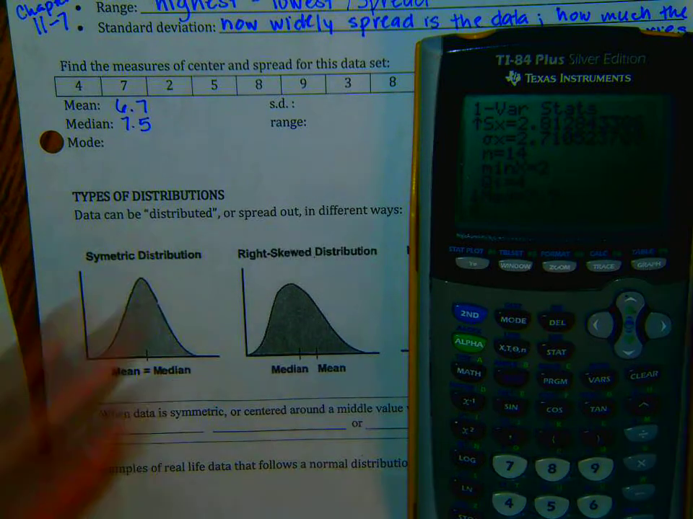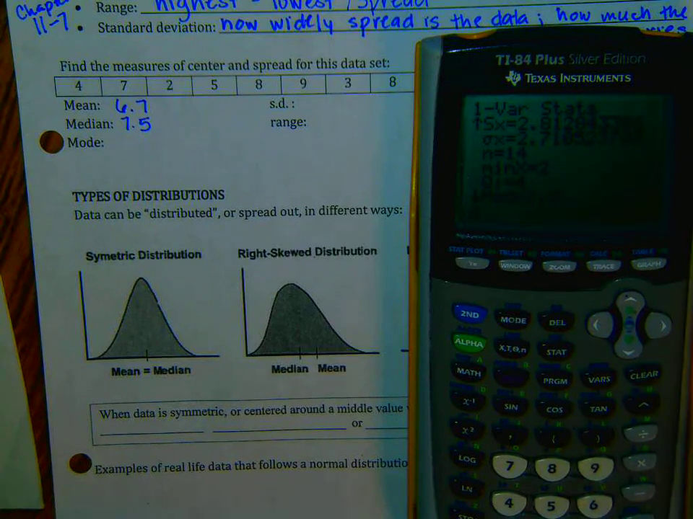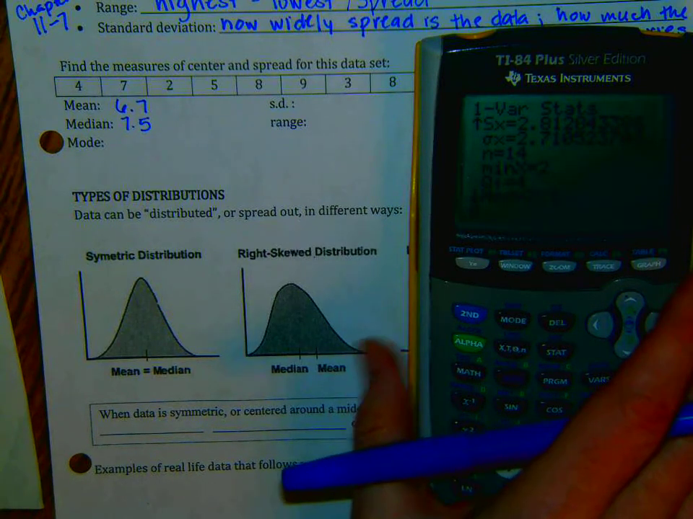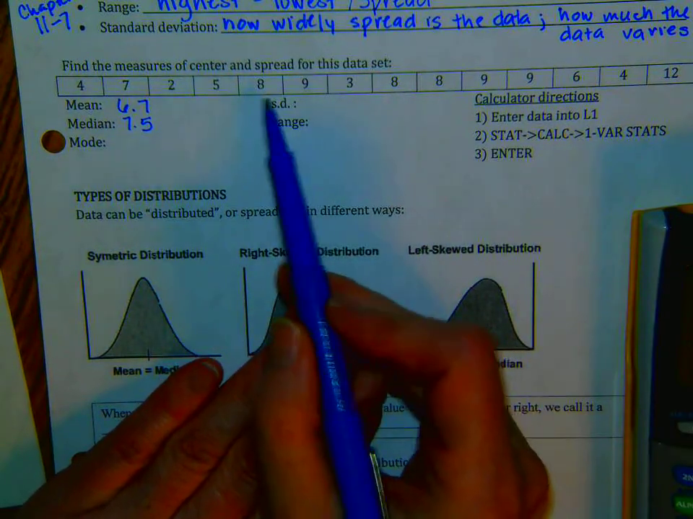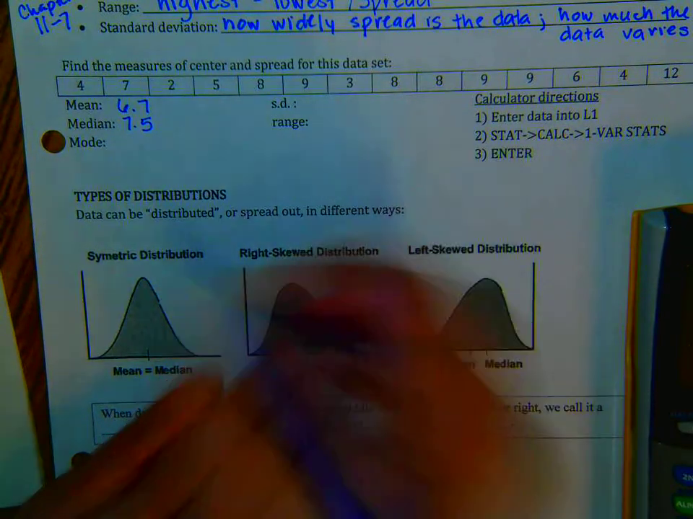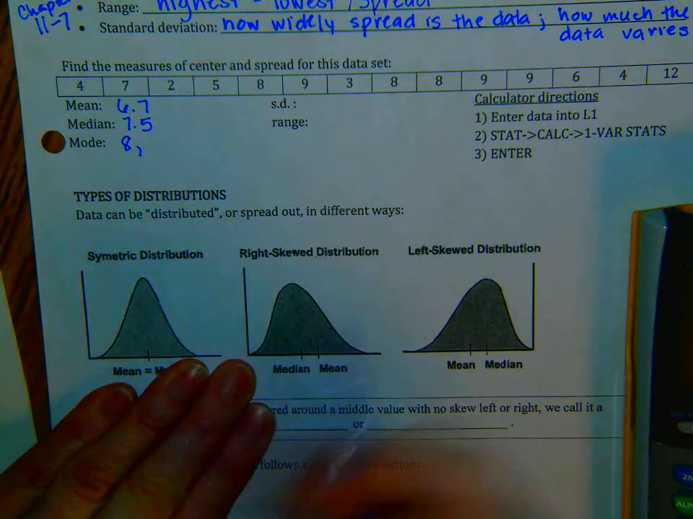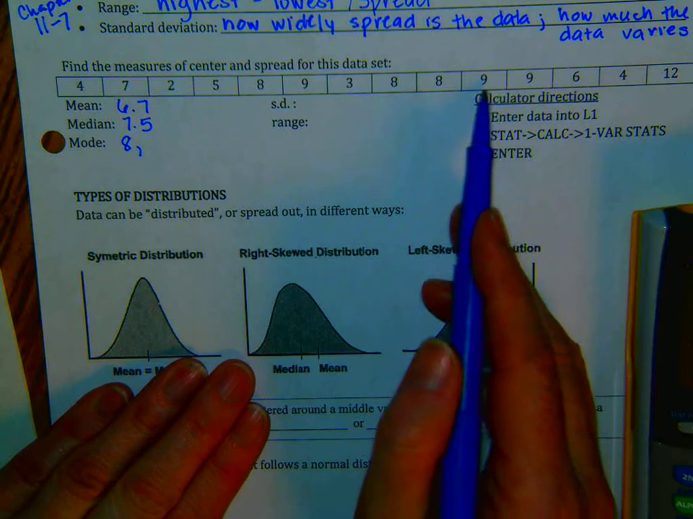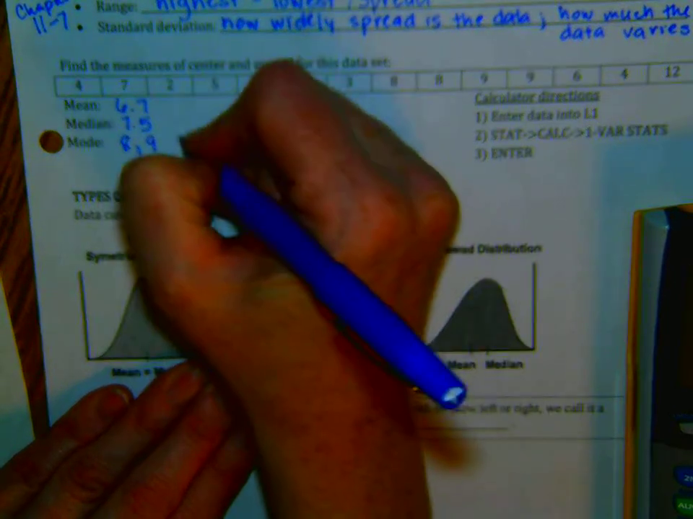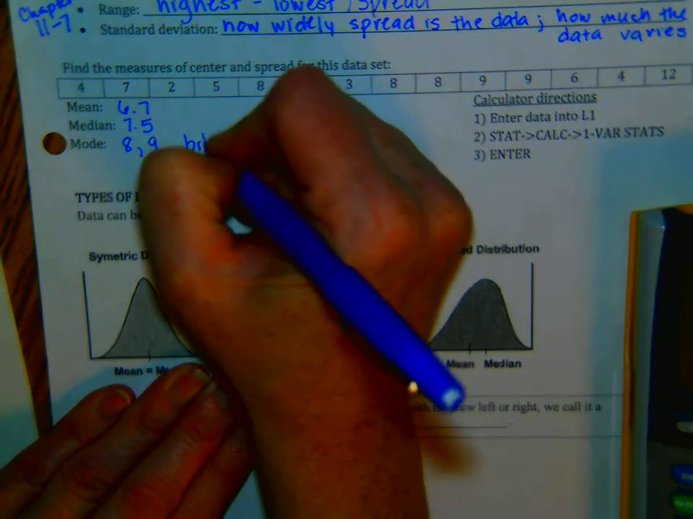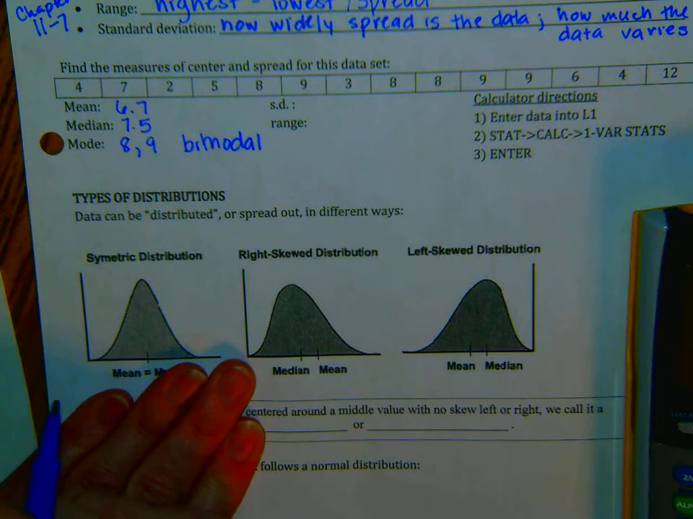Now the mode you cannot look at in your list of information here. You have to observe it by just looking at your list of data. So let's look at this. Well, I have 3 8s, 1, 2, 3. So 8 is a mode. But I also have 3 9s, 1, 2, 3. So in our case, 8 and 9 are what we call bimodal. And there's nothing else that occurs more than 3 times.